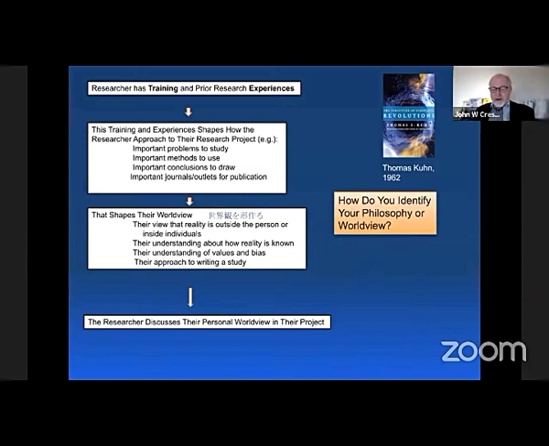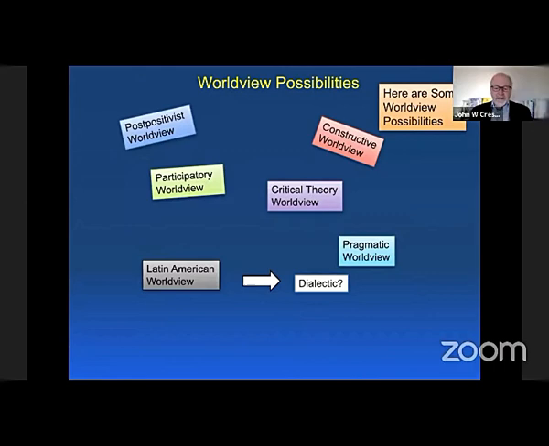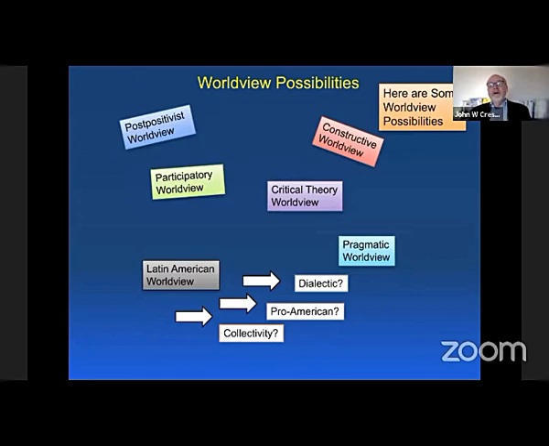You know, I do think that nurses, for example, are shaped by their training and their experiences to do certain types of research. Psychologists are trained differently. Educators are trained differently. It's important to have a worldview. And I listed on this slide just some of the possible worldviews that you may have heard about: post-positivist, constructivist, participatory, critical theory, pragmatic. And I wonder, in the Latin American context, what are the worldviews? Dialectic, where there are different possibilities? Is it pro-American in your orientation? A collectivity? I'd like to see an article written about Latin American worldviews used in your research, and how these worldviews are formed, and how they're actually written into projects.